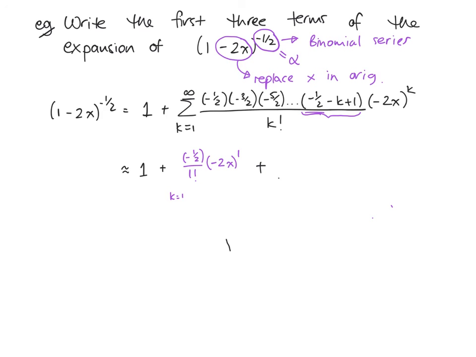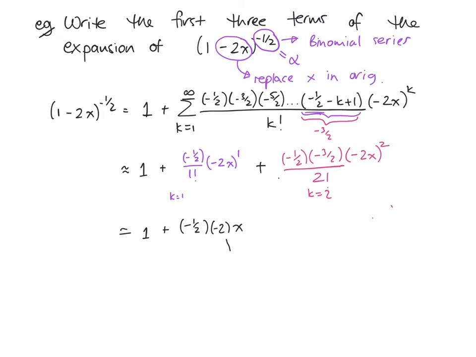And for our third term, our minus a half minus k plus 1 is going to go to minus 3 over 2. So we're going to have minus a half times minus 3 over 2 times minus 2x to the 2 all over 2 factorial. So that's our k equals 2 term. So there are our first three terms. We can tidy that up a bit. That's 1 plus minus a half times minus 2x plus minus a half times minus 3 over 2 times minus 2 all squared, x squared all over 2. And that's good enough.